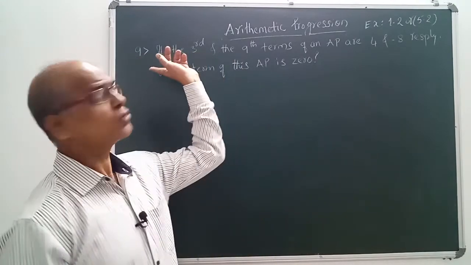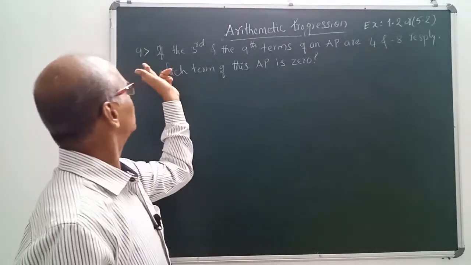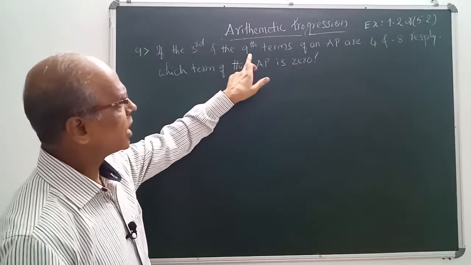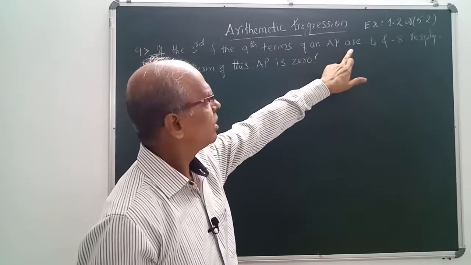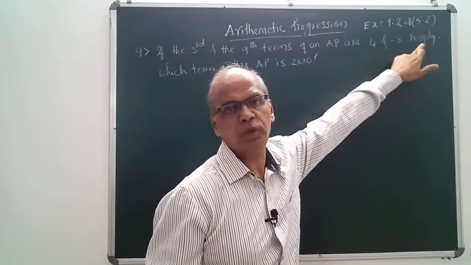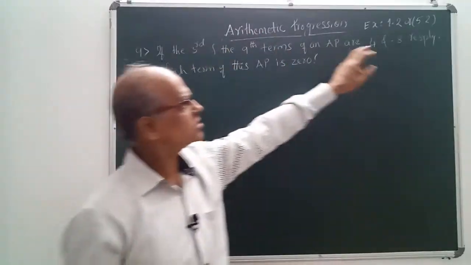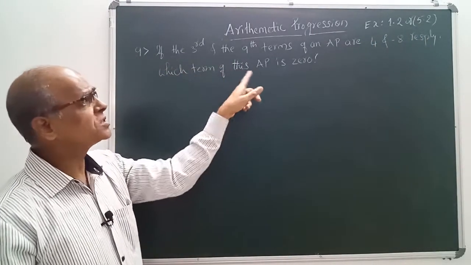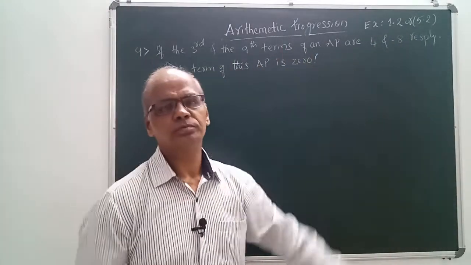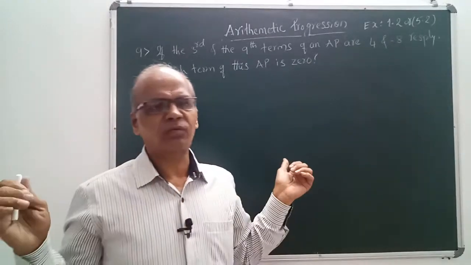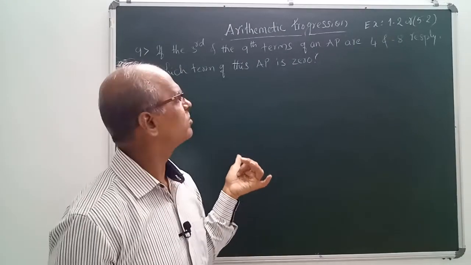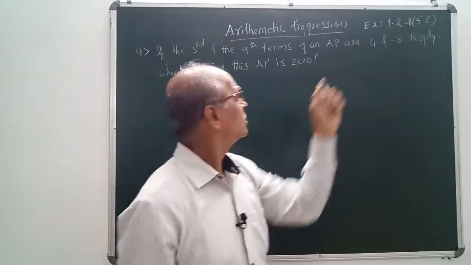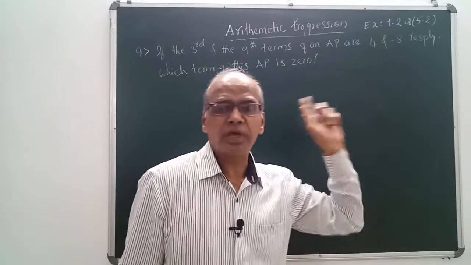Okay, see here, this is the 9th problem. If the third and the 9th terms of an AP are 4 and minus 8 respectively, that means the third term is 4 and the 9th term is minus 8. Which term of this AP is 0? That means there is a sequence in AP, out of which the third is 4 and the 9th is minus 8.